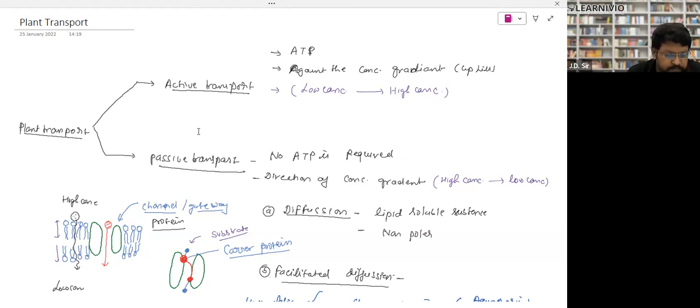Substances move for short distance through diffusion and active transport. Full stop.